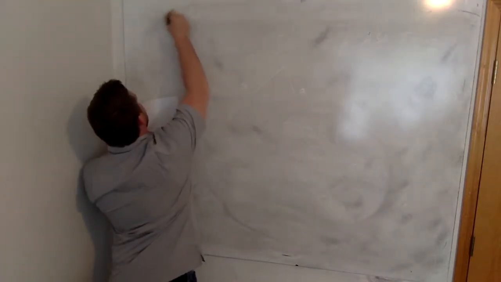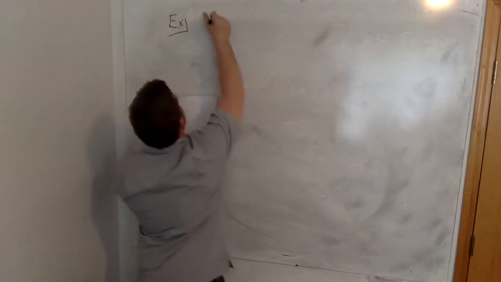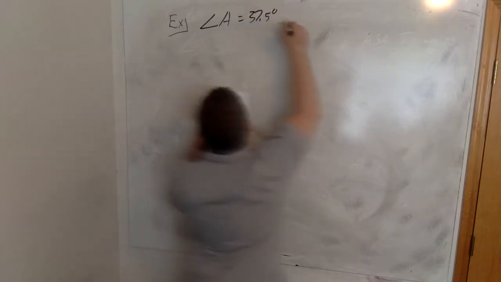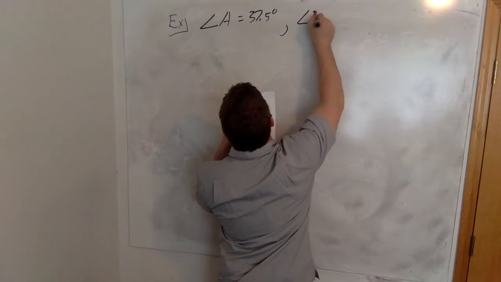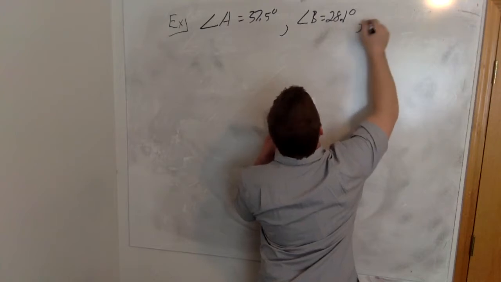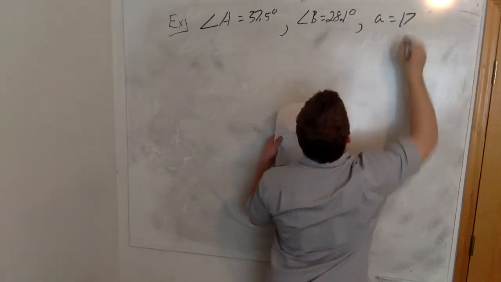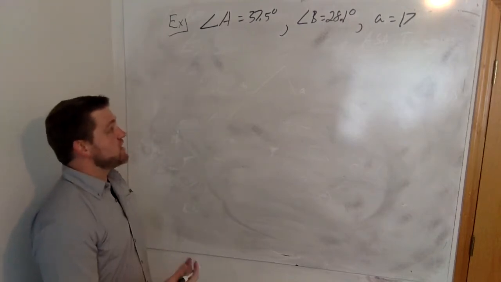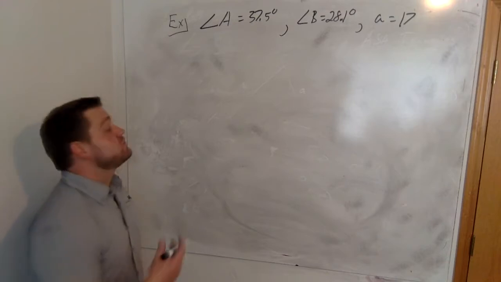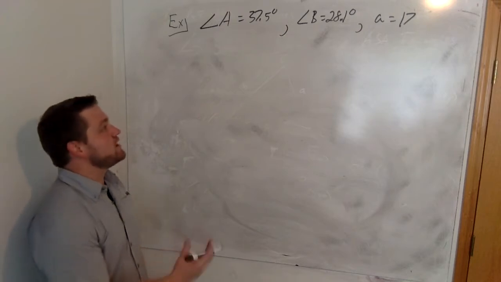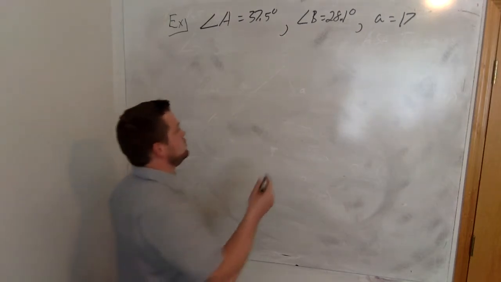Okay, let's say our first example, we're given that angle A is 37.5 degrees. We know that angle B is 28.1 degrees. And we know that side length A is 17. Our job is to find the other two side lengths and the third angle. Now what's great about knowing two angles of a triangle is I can easily find the third. And that's what's going to be really nice about the problems in this specific video. We'll know two of the angles.